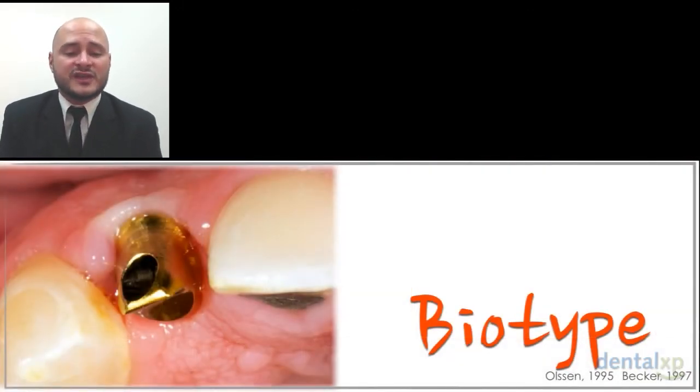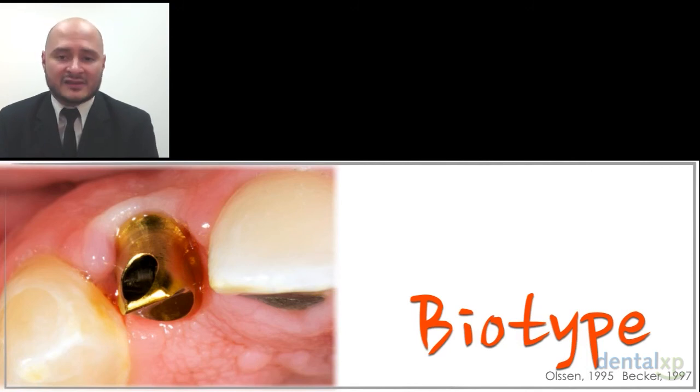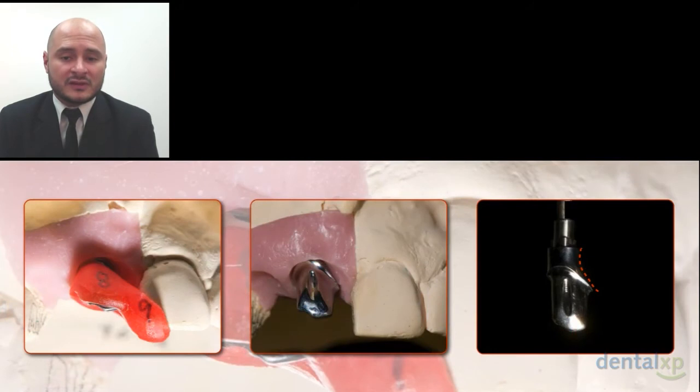One thing we have to consider is the biotype that the patient has whenever we're going to deliver this type of abutments. If the patient has a thin biotype, it's most likely that we're not going to have a good-looking result if we use titanium abutments. If they have a thick biotype, then it's most likely we're going to be able to do this.